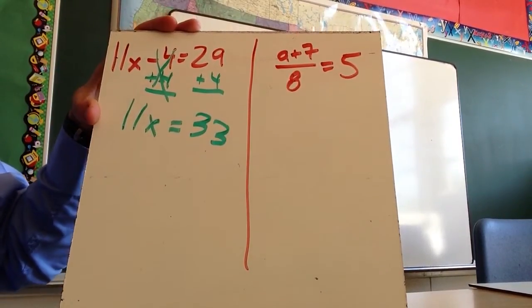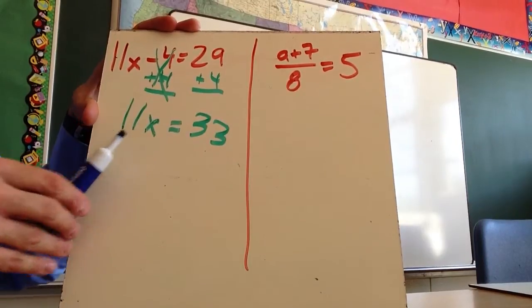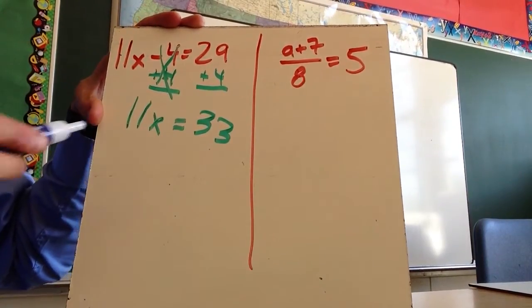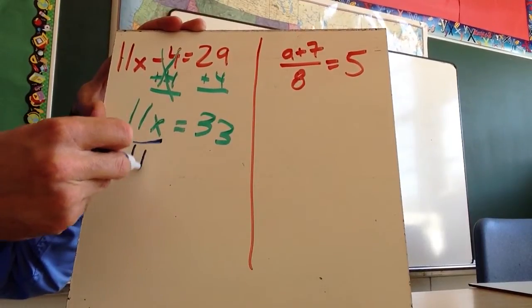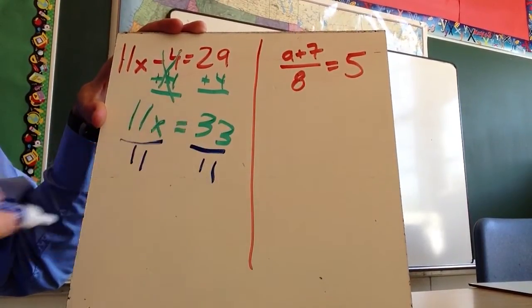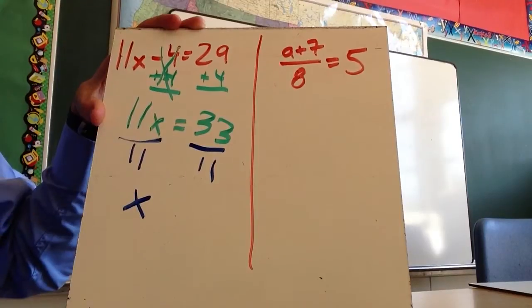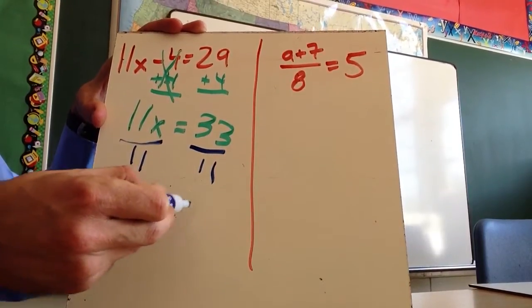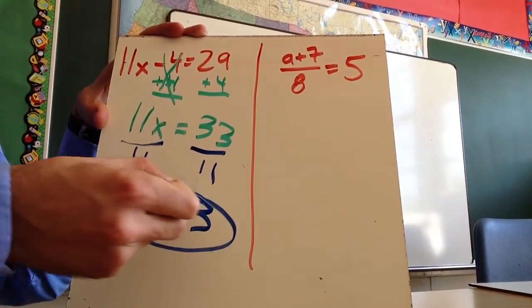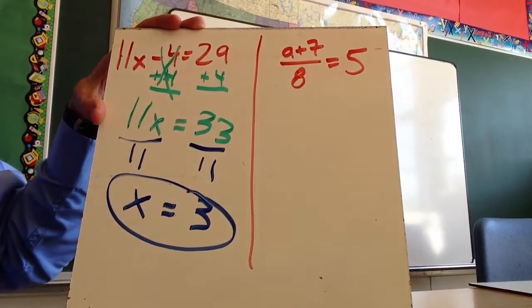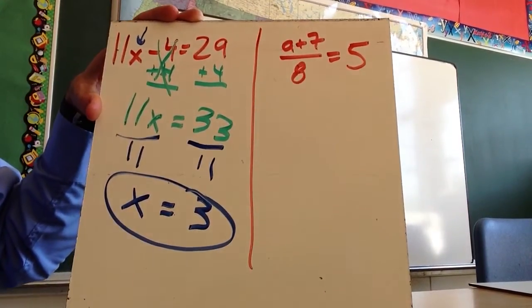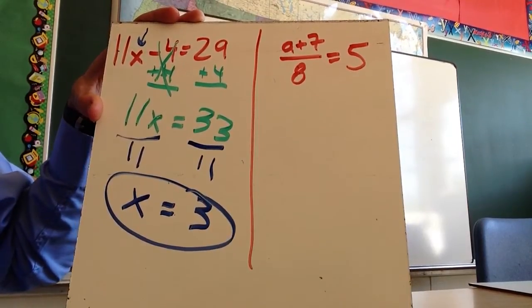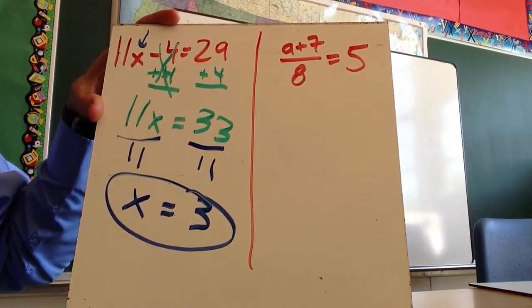Now, I've got the 11 in front of the x, and I need to isolate the x, so I'm going to divide by the number that's in front of the x. That number is 11. Divide both sides by 11, which means I'm left with 1x equals 3. Right? And then what I can do is I can check my answer by putting a 3 back up here, and 11 times 3 is 33. 33 minus 4 equals 29.